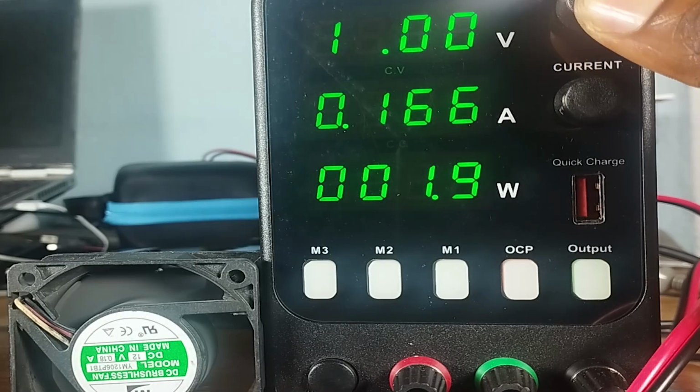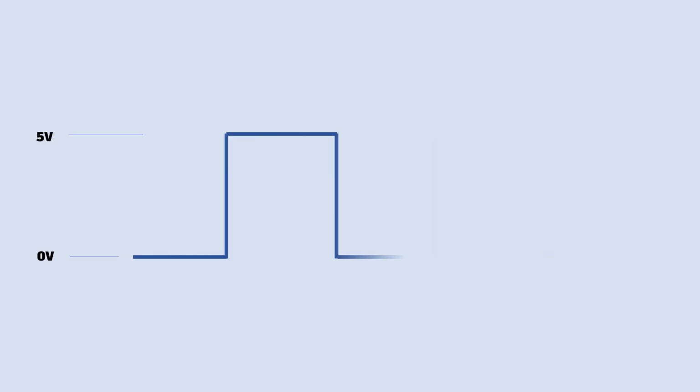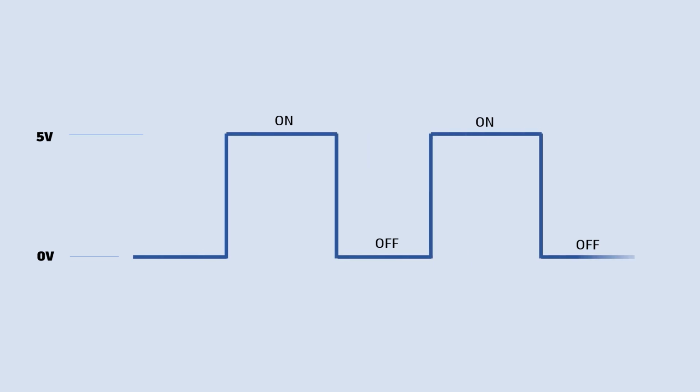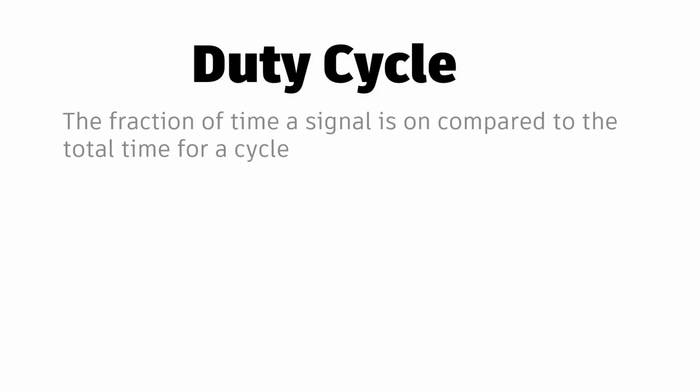the signal rapidly between the on and off states. But the load, instead of perceiving the 5 volts at turn on or the 0 volts at turn off, perceives the average voltage, which is dependent on how long the signal stays on compared to how long it stays off. We can find our average voltage with the help of the duty cycle, which is the fraction of time a signal is on compared to the total time for a cycle.